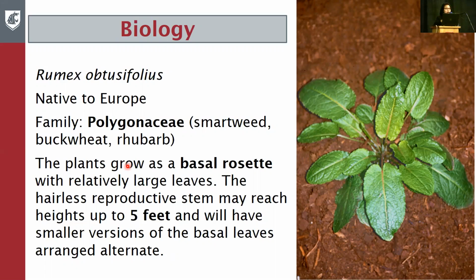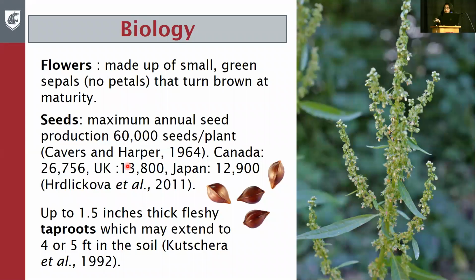It usually has rosette basal leaves with a white leaf, and also a reproductive stem that can grow up to 5 feet. For the flower, as you can see on the right side, it is a picture of the flowering stage of this plant. It is usually in clusters, green when young, and when it becomes mature, it turns brownish. Based on the report, it produces a huge amount of seeds, which makes it a struggle for us to control this weed.